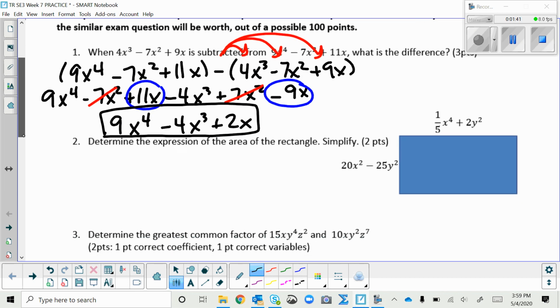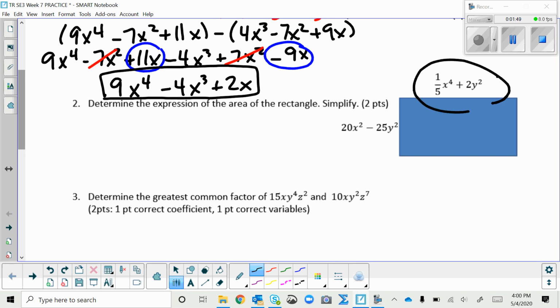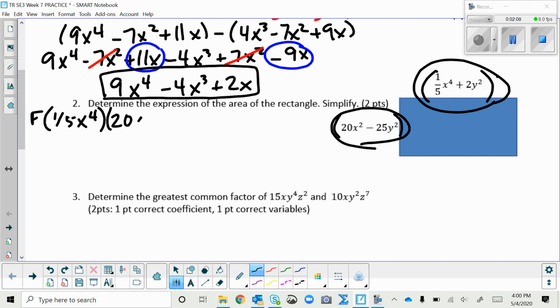On the next problem, remember it's the length times the width. And that's basically going to be a FOIL problem. So my first terms are 1/5 x to the 4 times 20x squared. 1/5 of 20 is 4. And then x to the 4 times x squared is x to the 6.